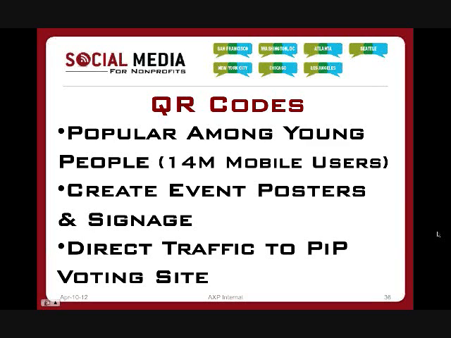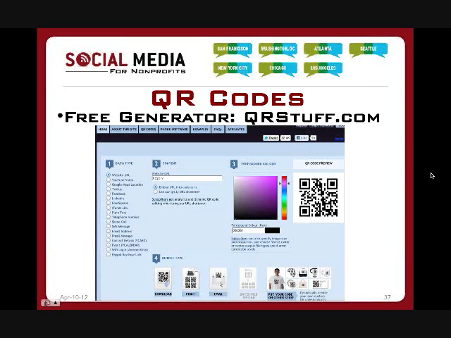In general, if you look at the research of about 14 million and growing quickly mobile users that have downloaded QR scanners, a lot of them tend to skew younger. And so this could be a really great way to direct traffic to your voting site, as mentioned. And this is a site called qrstuff.com. This is a site you can use for creating free QR codes.